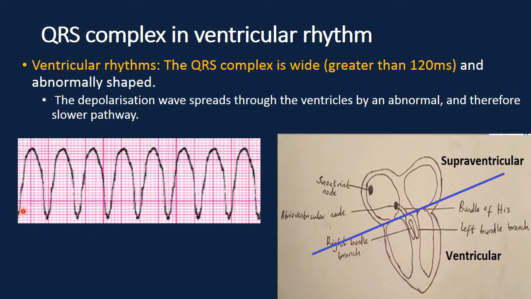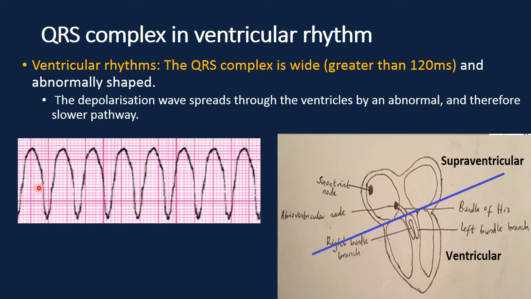If you look at this, these are QRS complexes. If you look at that, you can see it's greater than 3 small squares. That's about 8 small squares throughout.